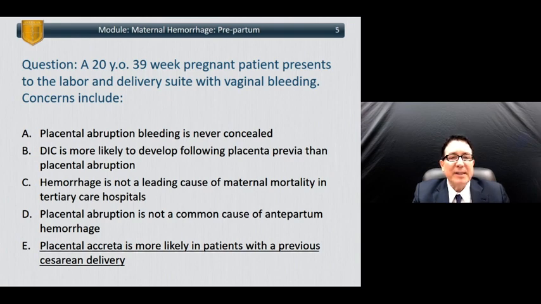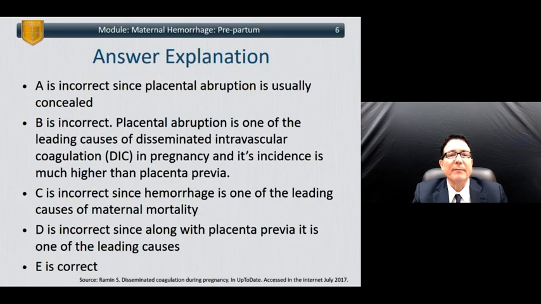The correct answer is E. Placental accreta is more likely in patients with a previous cesarean delivery. A is incorrect since placental abruption is usually concealed. B is also incorrect. Abruption is one of the leading causes of DIC in pregnancy. C is also incorrect since hemorrhage is one of the leading causes of maternal mortality. And D is also incorrect since along with placenta previa it is one of the leading causes.